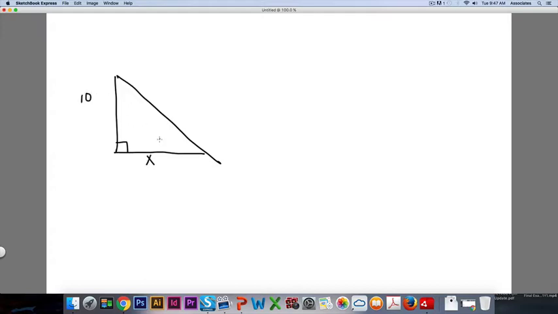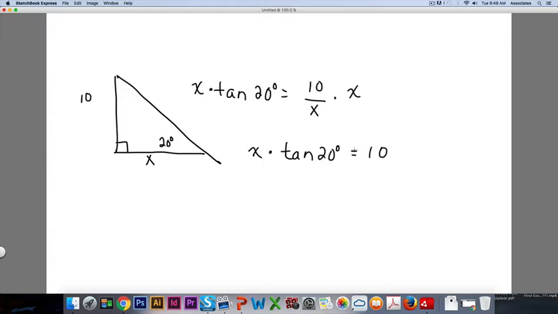This is 10 and this is 20 degrees. We decided the tangent of 20 degrees is equal to the opposite side over the adjacent side. Got that set up. This one's a little more difficult because again, the variable's in the denominator. So I'm going to multiply both sides by x to get the variable out of the denominator. So I get x times the tangent of 20 degrees, which is just a number, is equal to 10.